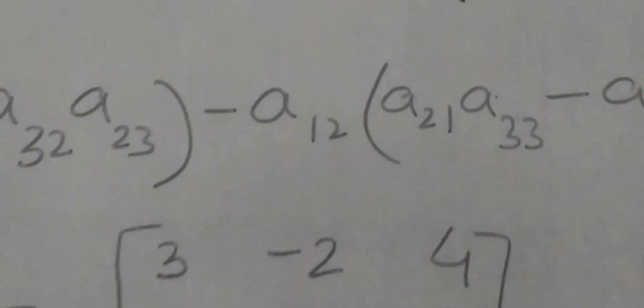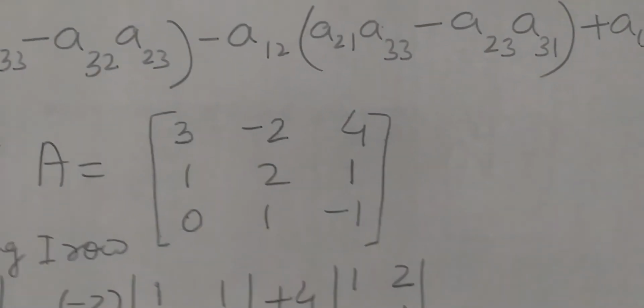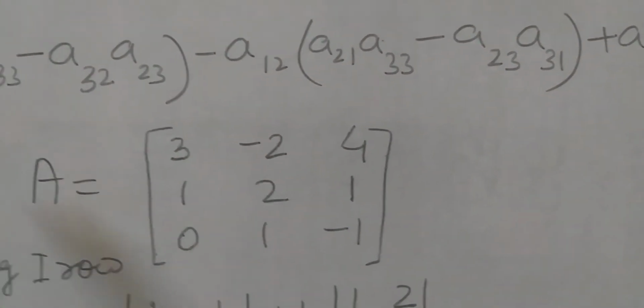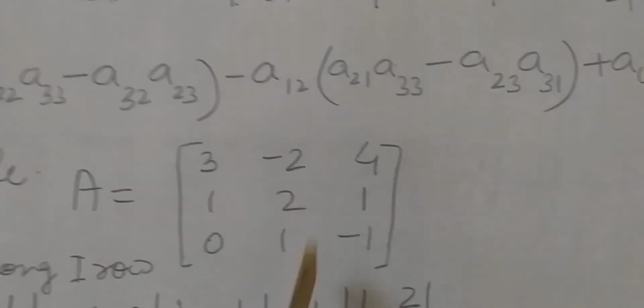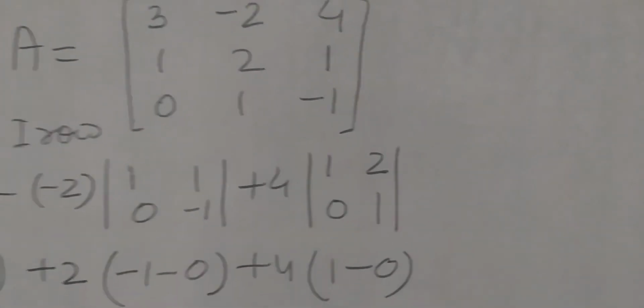Okay students? So as I told, there are 6 methods. You can expand it along R1 or R2 or R3 or C1, C2 or C3. The answer will be the same.